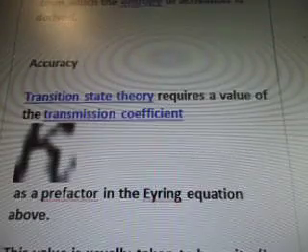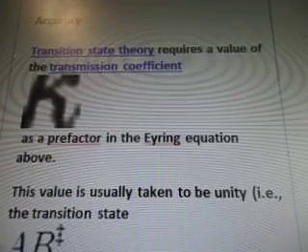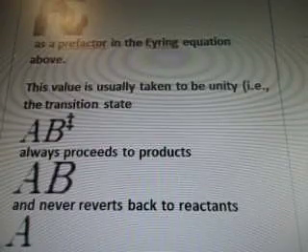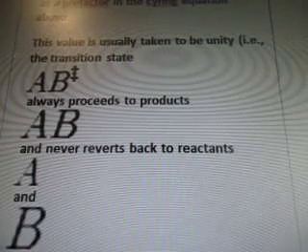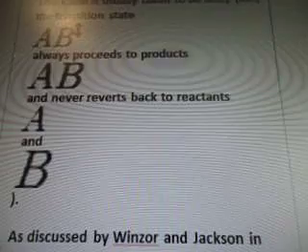derived. Accuracy. Transition state theory requires a value of the transmission coefficient as a prefactor in the Eyring equation above. This value is usually taken to be unity, the transition state, and then it's got the AB with the little symbols beside it, always proceeds to products AB and never reverts back to reactants A and B.